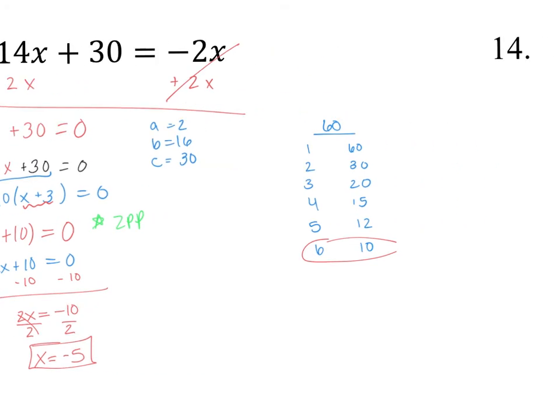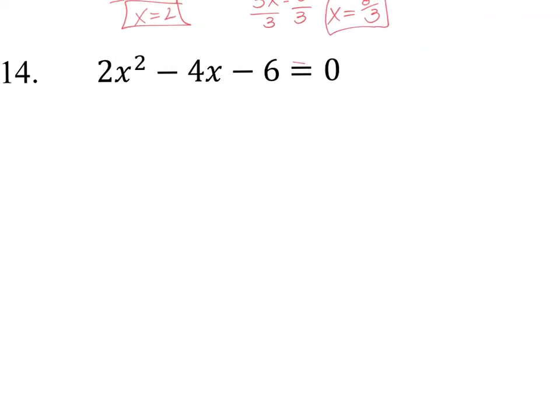Okay? On to number 14. This is already in standard form. Okay, so I'm going to go ahead and label my A, B, and C. A is 2, B is negative 4, C is negative 6. A times C is a negative 12. Okay, so I need to go ahead and list both factor pairs of negative 12.